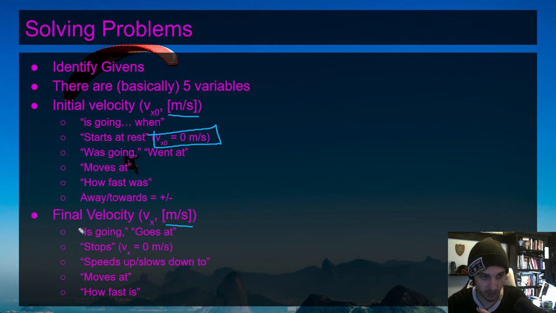Another hidden piece of information is if you see the word stops, it means that your final velocity is 0, because at the end of the problem, it's not moving. The other one that signals that whatever comes after it is a final velocity is if it's like the car speeds up to 10 meters per second or slows down to 2 meters per second. In both of those cases, because that's happening at the end, that's your final velocity.